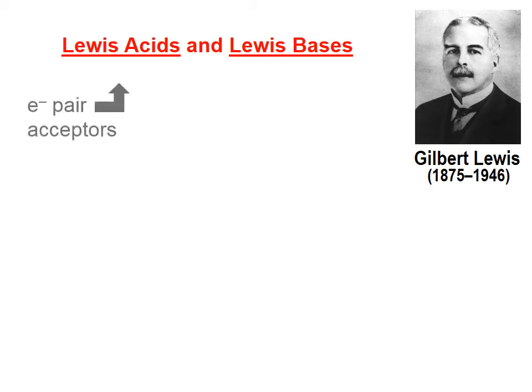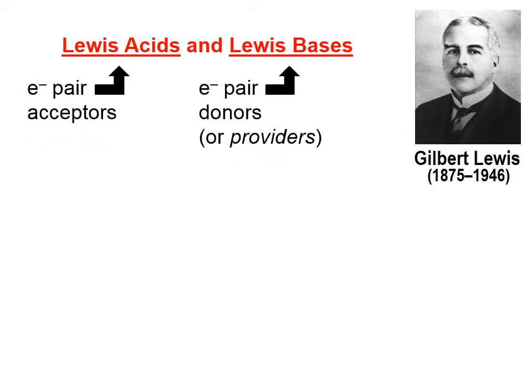Lewis acids are electron pair acceptors, and Lewis bases are defined as electron pair donors, or I like to think of them as electron pair providers, because often Lewis bases don't actually donate a pair of electrons and that pair of electrons goes bye-bye. They just make a pair of electrons available to another substance. So I like to think of them as electron pair providers, that is, Lewis bases.